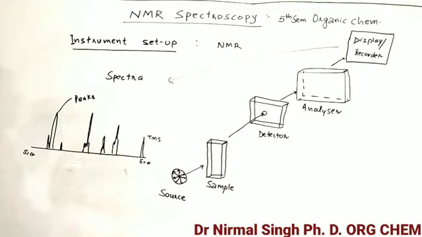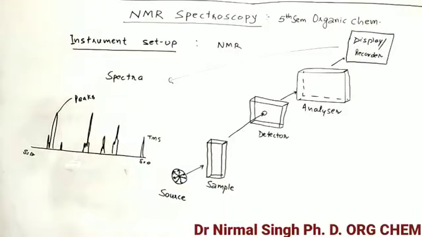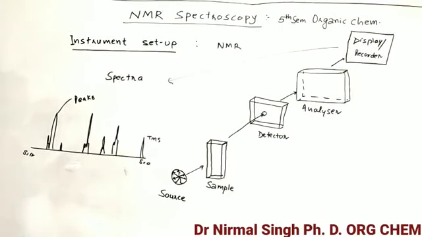Then the detector sends a message to the analyzer. The analyzer analyzes all the radiations which come from the source and reach the detector. Then the analyzer sends signals to the display or recorder, and that recorder gives us the output in the form of a spectrum. This is a spectra. We will discuss the details of this spectra later on. This is just the overview of the instrumentation.